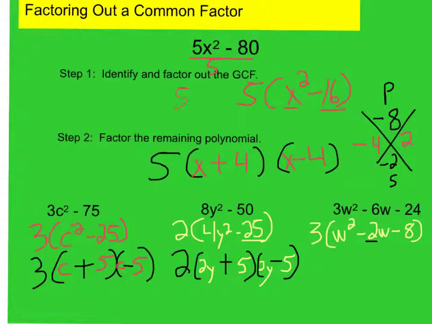So we're going to take this and write it into our parentheses. I remembered to bring the 3 down, and I have w minus 4 and w plus 2. And that will give me this trinomial.